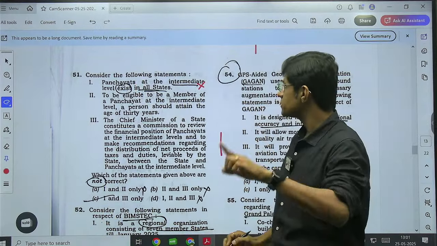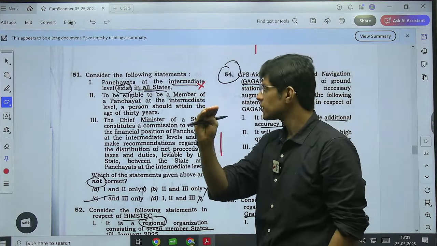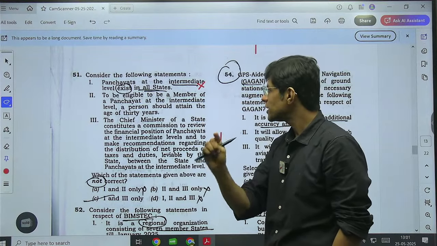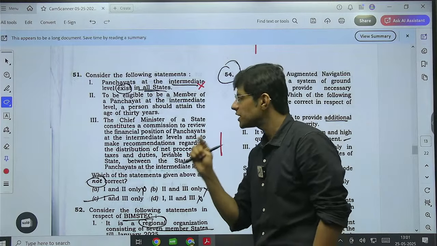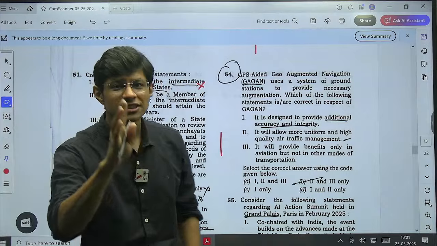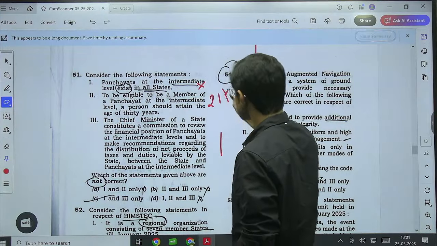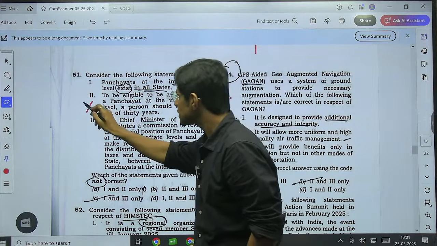Now, to be eligible to be a member of a Panchayat at the intermediate level, a person should attain the age of 30 years. The eligibility to be a member of the Panchayati Raj institutions is not 30 years, it is 21 years. So this statement is incorrect.